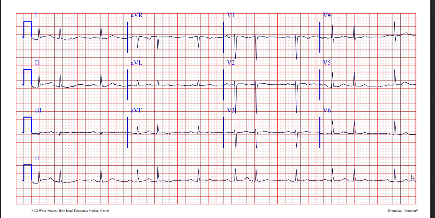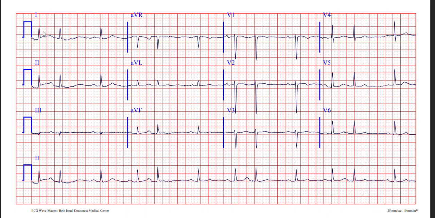And you can see here the PR is also prolonged. If you see this PR interval, it looks prolonged. It is more than 200 milliseconds. If you calculate it, it is more than 200 milliseconds. So these are the abnormalities that I can see in this ECG.